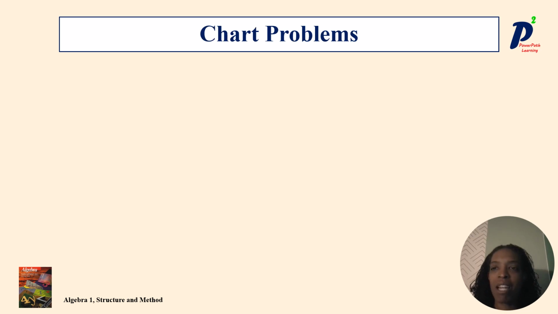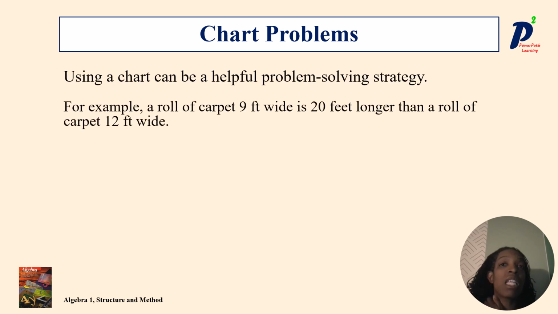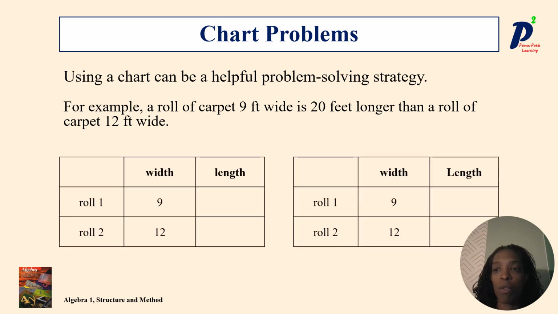Okay, so word problems can often be organized into a chart, and it can be a helpful problem-solving strategy. For example, we're given the beginning of a problem. A roll of carpet 9 feet wide is 20 feet longer than a roll of carpet 12 feet wide. We can organize this into a chart in two ways. For both, roll 1 is 9 feet wide, and roll 2 is 12 feet wide. However, we can choose which length we start with.